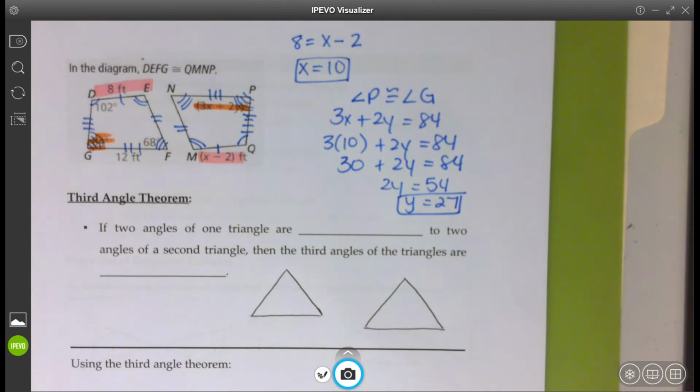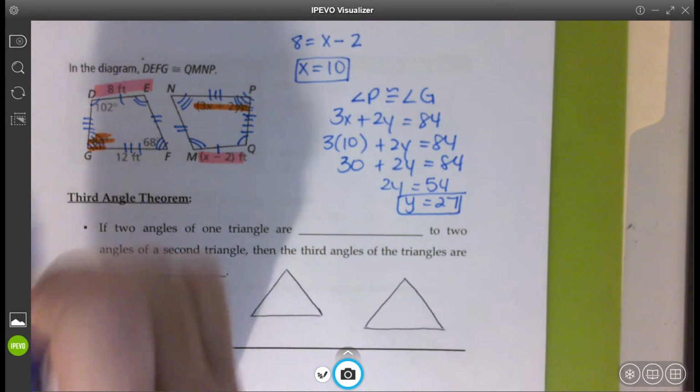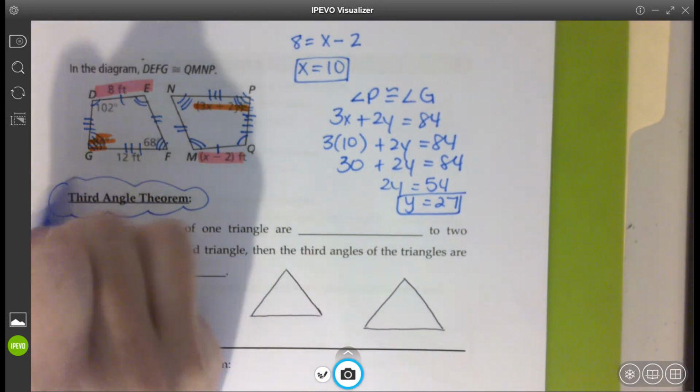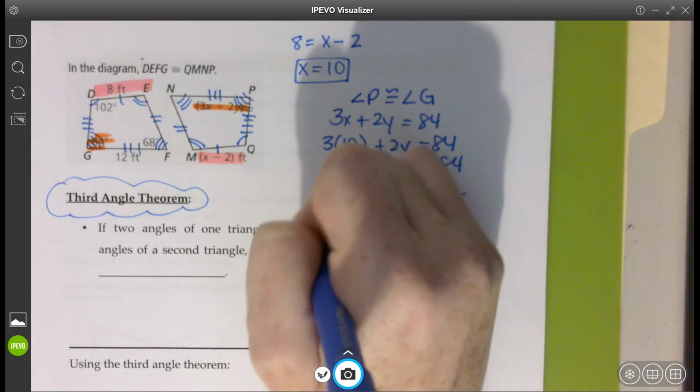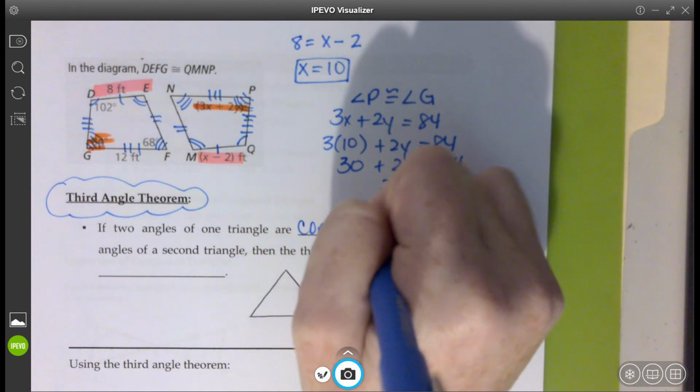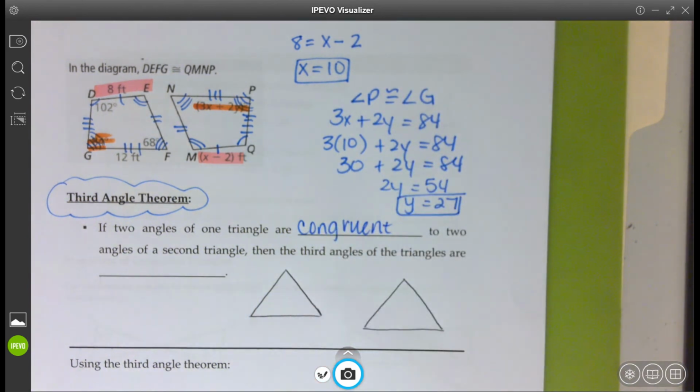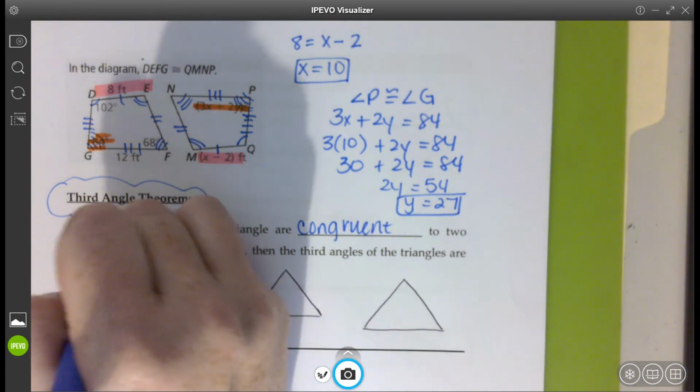All right, so now we're going to move into another rule, another theorem. So here's our third angle theorem. So what this means is if we have two angles of one triangle congruent to two angles of a second triangle, then the third angle must be congruent. So I'm going to show what that looks like.